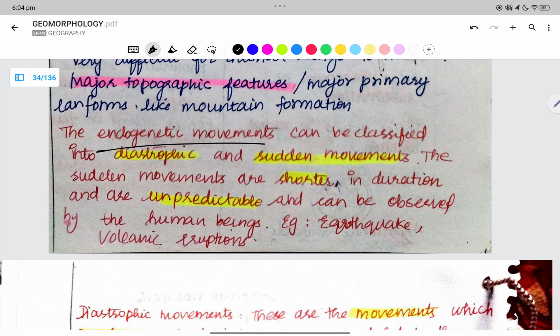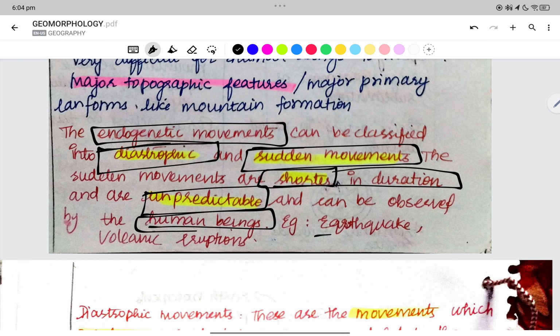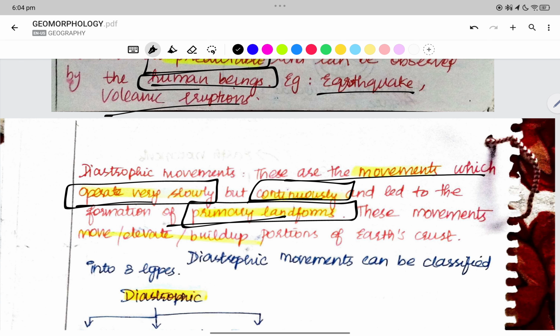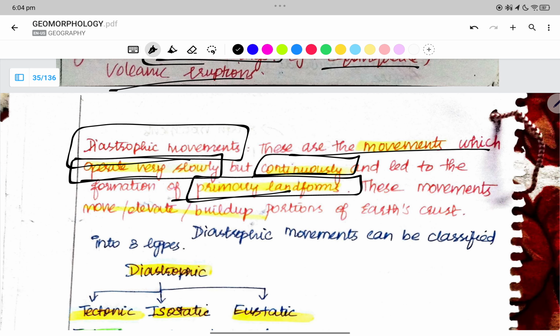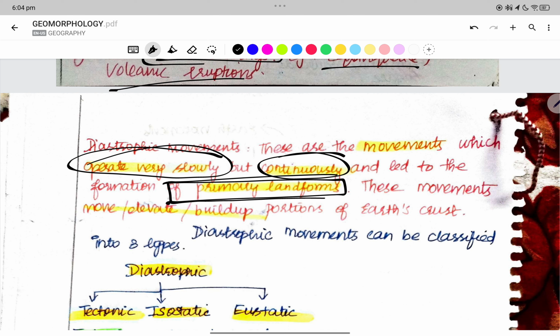The endogenetic movements are classified into diastrophic and sudden movements. The sudden movements are shorter in duration and unpredictable, and they can be observed by human beings. An example is the earthquake. The diastrophic movements operate very slowly but continuously, and they lead to the formation of primary landforms.